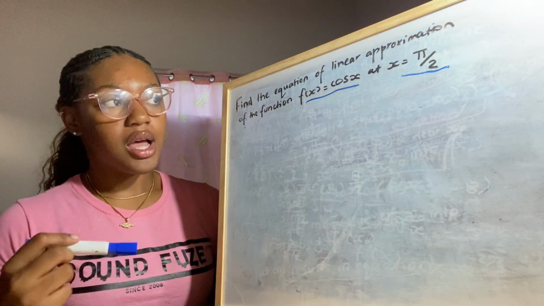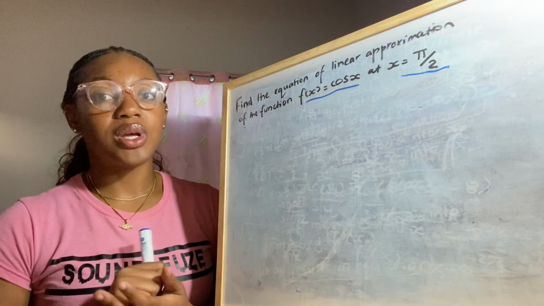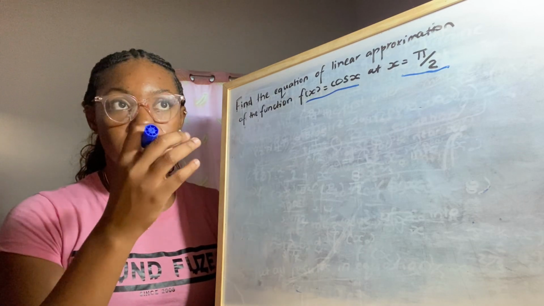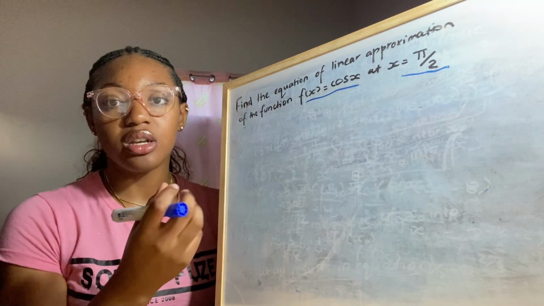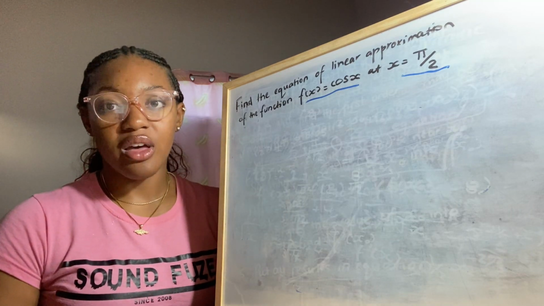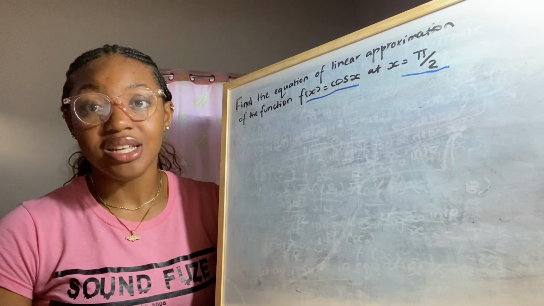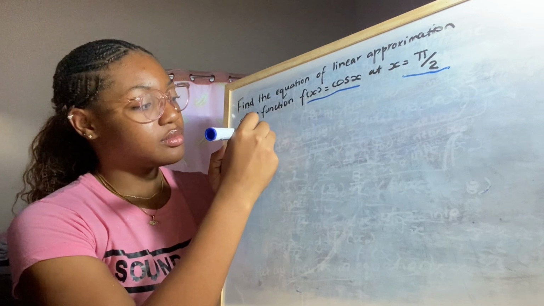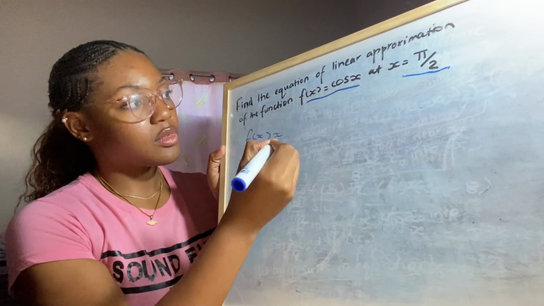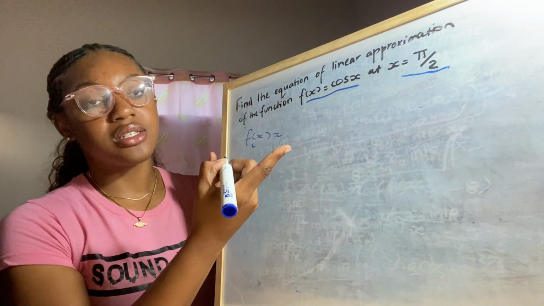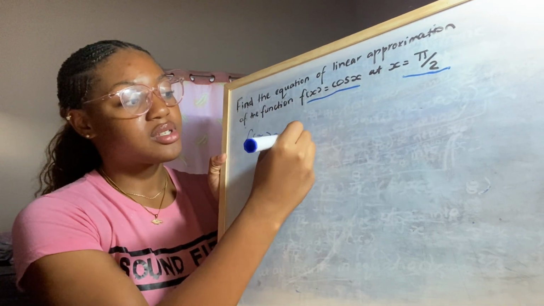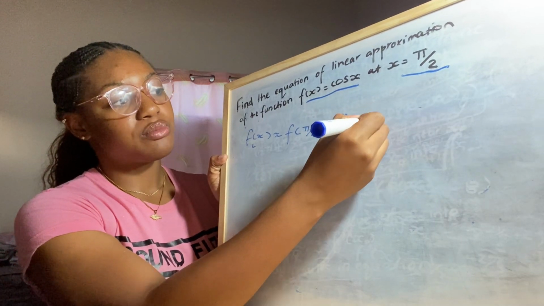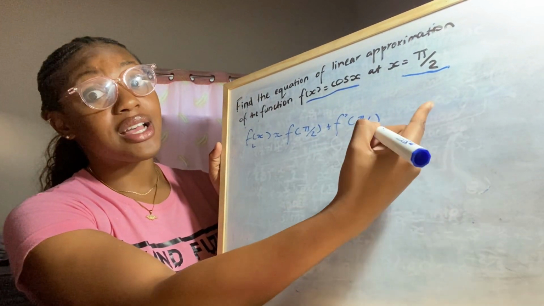So we're going to just put that in the general equation. So recall that the general equation is f of x, being the linear approximation function, is approximately equal to f of x naught plus f prime of x naught times x minus x naught. So with that being said, since we know x naught is pi by 2, we're just going to substitute it. So f of pi by 2 plus f prime of pi by 2.